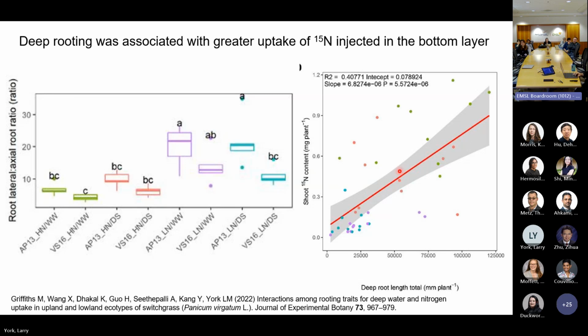And then here, just to show a direct relationship of root abundance to nitrogen uptake, I have a plot of the amount of 15N that was taken up by the shoot and the abundance of roots in that depth. So it shows a direct relationship of root length with nitrogen uptake.